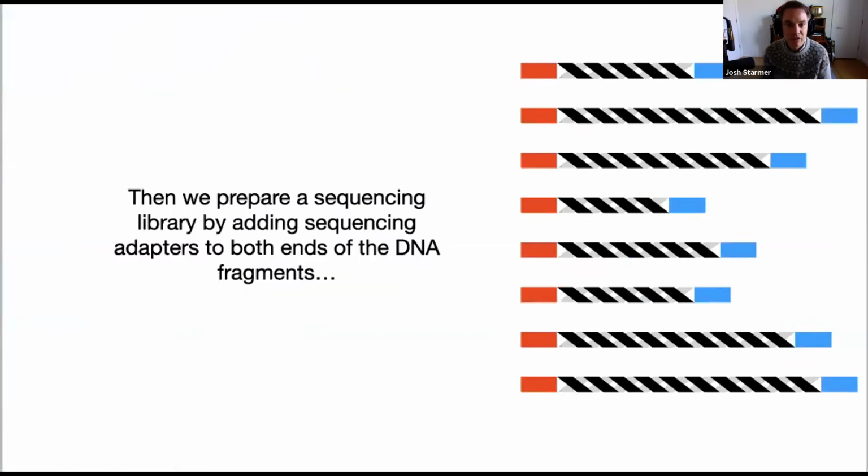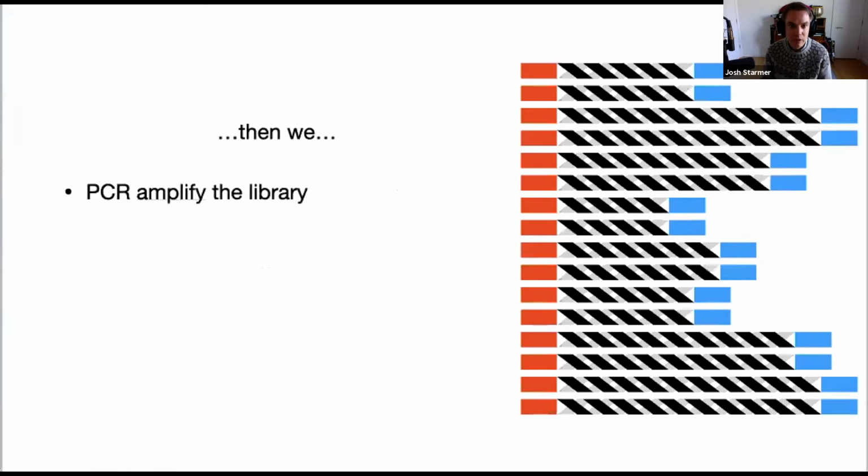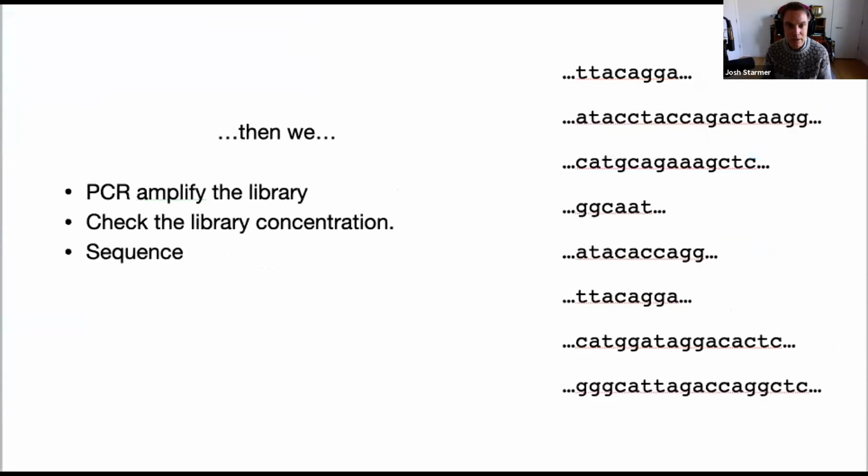Then we prepare a sequencing library by adding sequencing adapters to both ends of the DNA fragments. Then we PCR amplify the library, check the library concentration, and then sequence. And lastly, we align the high quality reads to a genome.